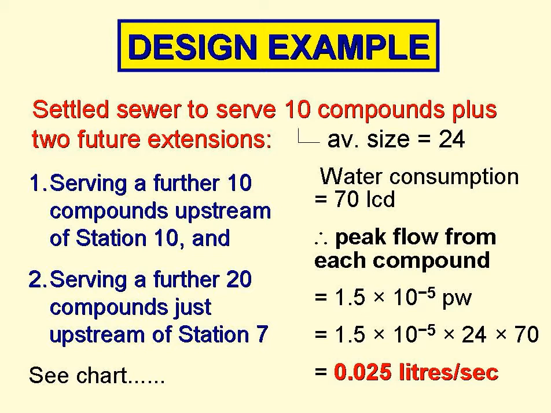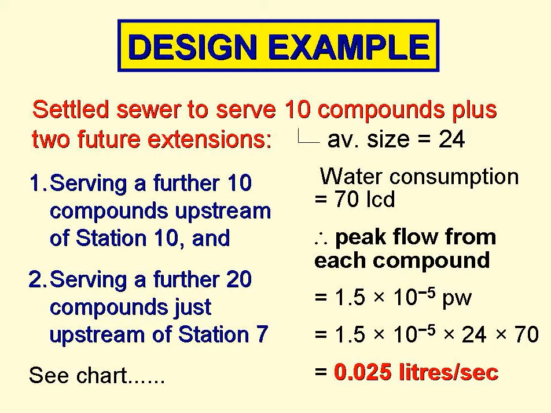We're now going to look at a settled sewerage design example. We have to design a settled sewer to serve 10 compounds plus 2 future extensions. The average family size of the compounds is 24, and they have a water consumption of 70 litres per person per day. So we can calculate the peak flow from each compound as 1.5 times 10 to the minus 5 pW, and that works out at 0.025 litres per second.